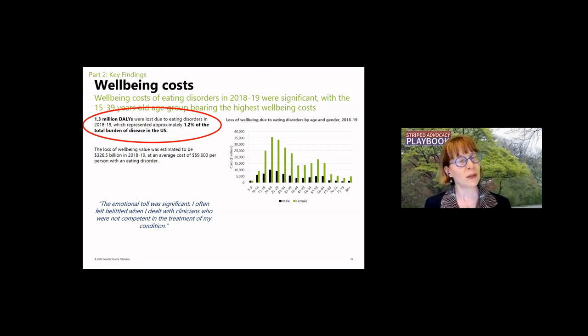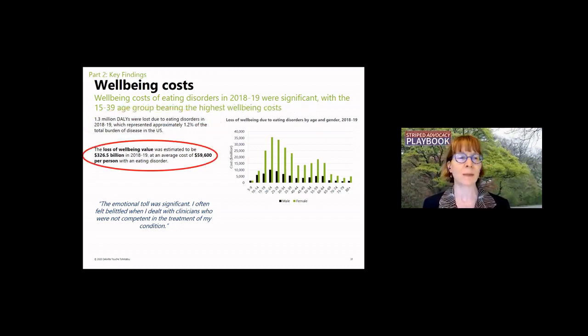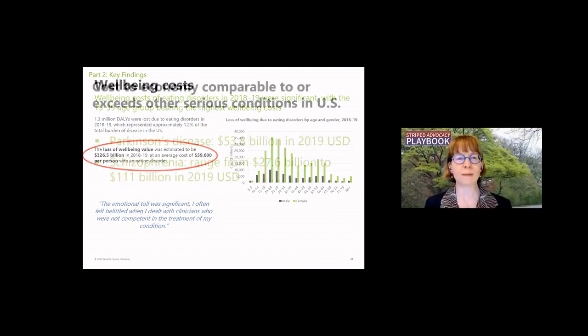Eating disorders, which is something that few people are very educated about. Medical schools do not teach doctors about this. Nursing schools do not teach nurses about how to address it. And yet over 1% of the total burden of disease in the US is attributable each year to eating disorders. Loss of well-being, when monetized, we're putting the figure at $326+ billion per year, or nearly $60,000 per person. And that has to do with decrements or reductions in quality of life.